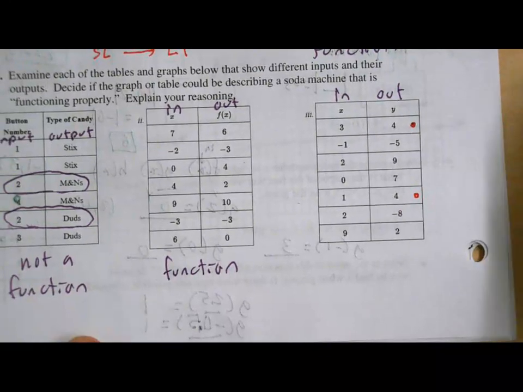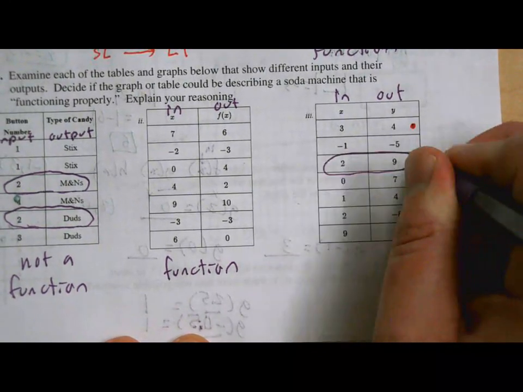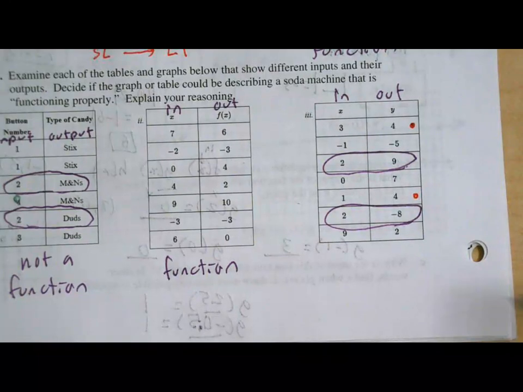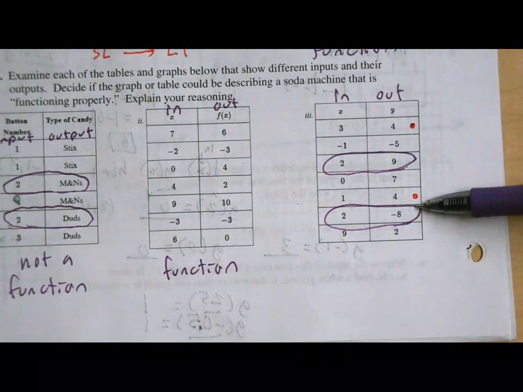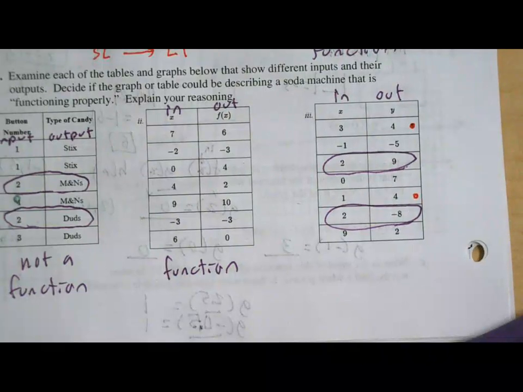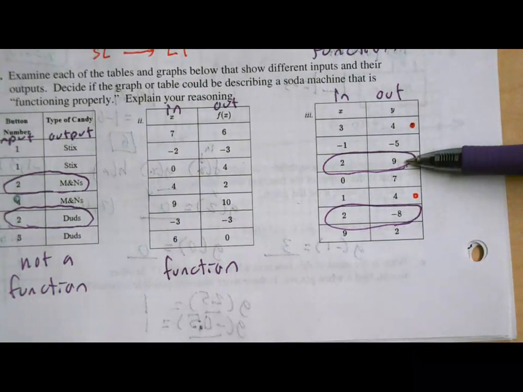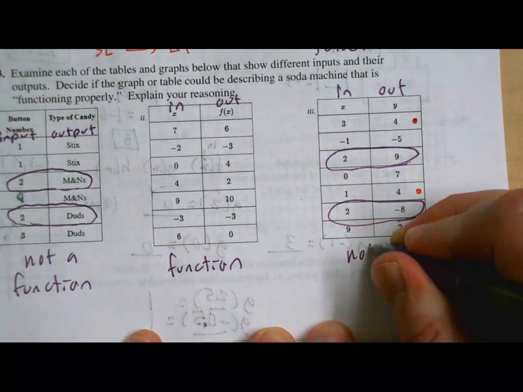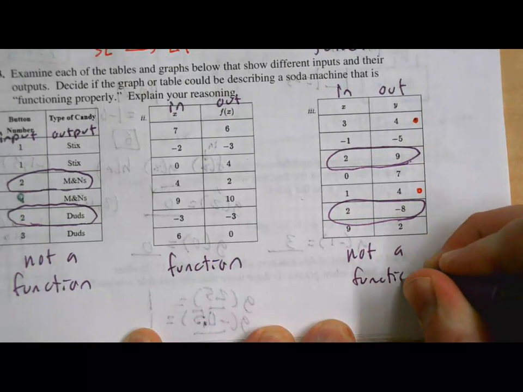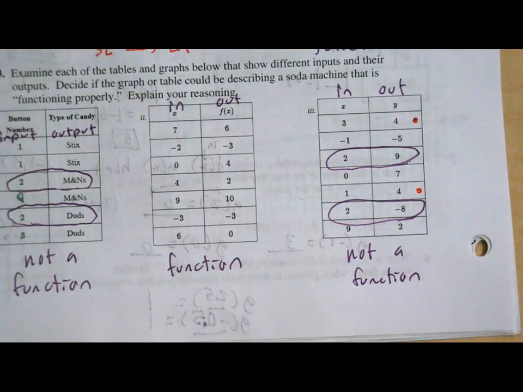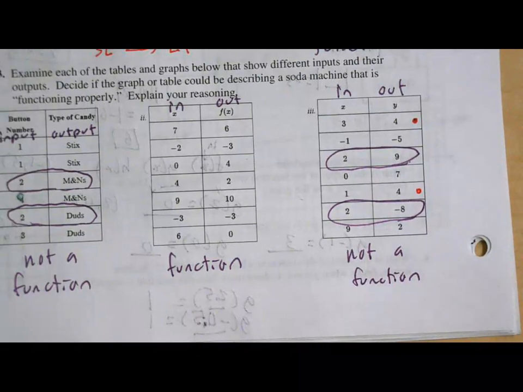The 2 is repeated. Focus on the rows with the 2s. We've got the same input here. Are the outputs being consistent for that input of 2? So if I walked up to this machine and I hit the number 2 button, am I going to know for sure what I'm getting out of this machine? No, it could give me a 9 or it could give me a -8. So this is not a function. All right, are we starting to get an idea of what a function is?